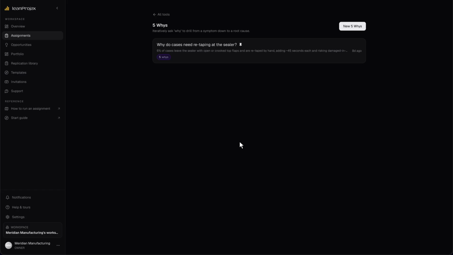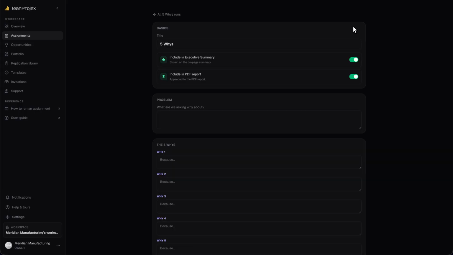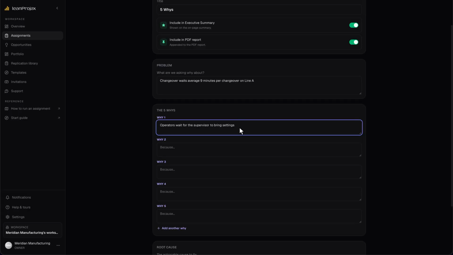Let's drill our biggest Pareto bar. I'll use the LeanProjax platform. A new 5 whys run, the problem, changeover weights average 9 minutes per changeover on line A. Why 1, operators wait for the supervisor to bring settings.